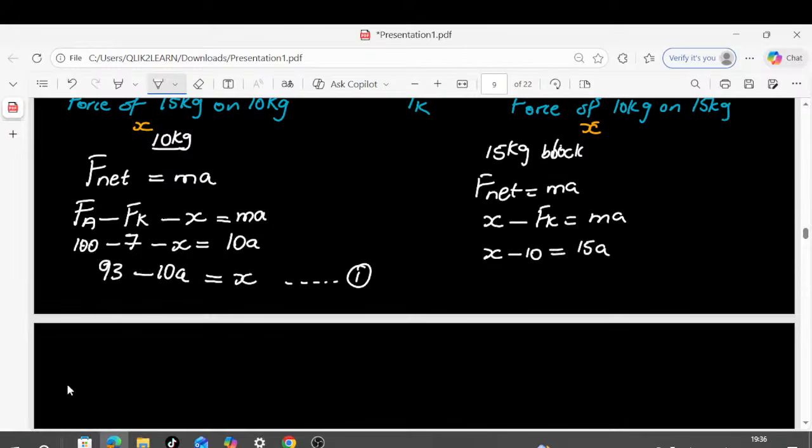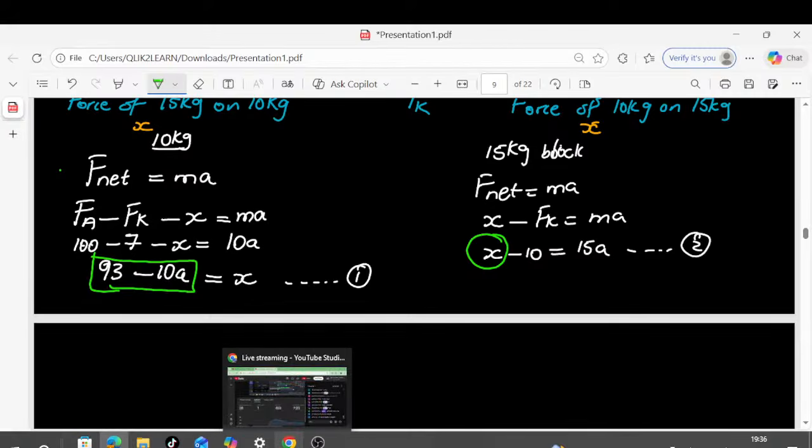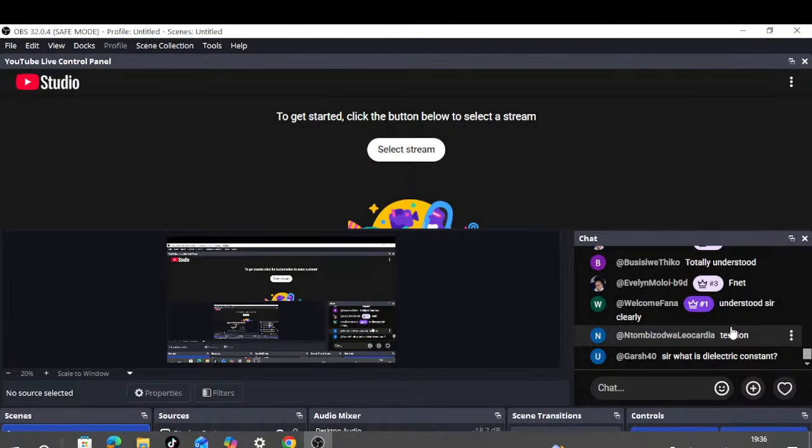I'm just going to leave this as my equation 2, because I know from equation 1 that X is 93 minus 10A. So where there's X, we can substitute 93 minus 10A. What is the most important thing, guys? The most important thing is for you to draw the correct free body diagram.